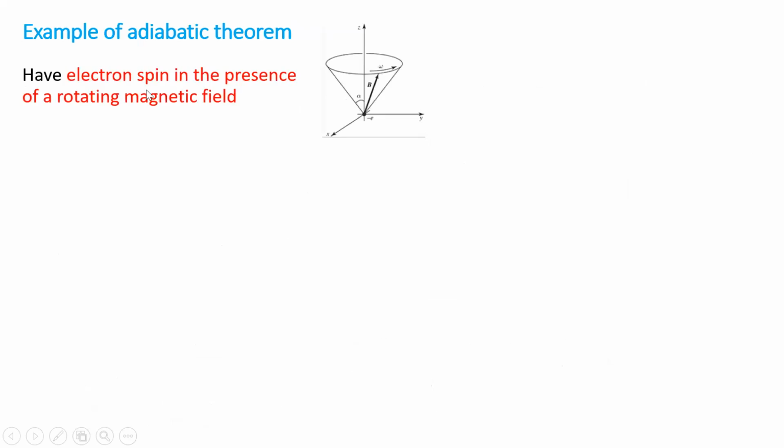So we have an electron spin here at the origin. Here's an electron with a spin in it, and it's in the presence of a rotating magnetic field. Here's the magnetic field. The magnetic field is tilted at an angle alpha with respect to the z-axis. It's rotating around with angular frequency omega counterclockwise around the z-axis like this. So the magnetic field is rotating around. What does the spin do?